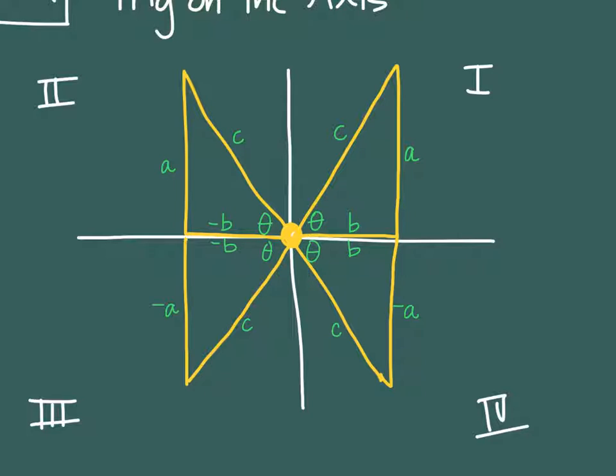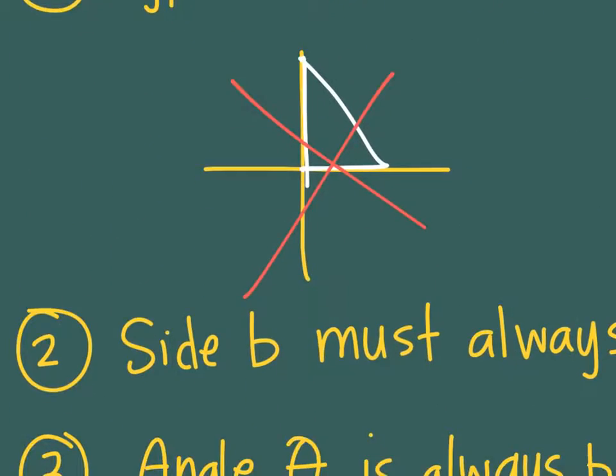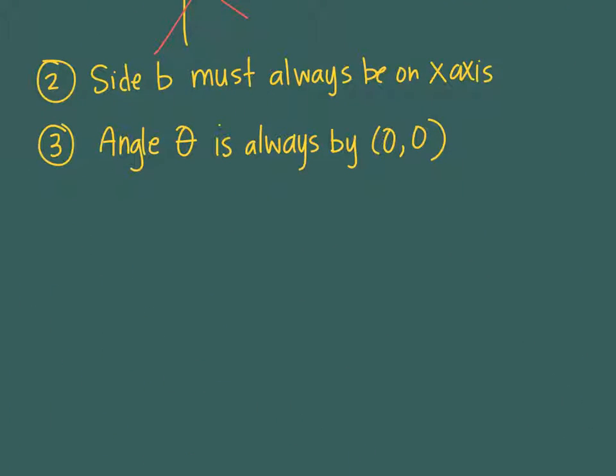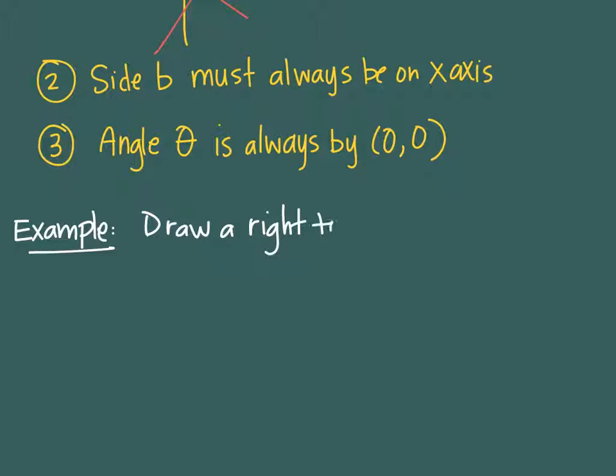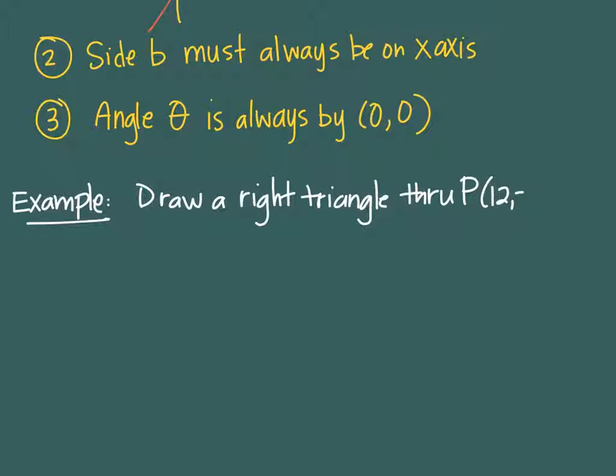All right, so here's how it's going to go. Our first example. All right, draw a right triangle through point P, and the position of point P is going to be 12, comma, negative 5. And then find the 6 trig values for theta.